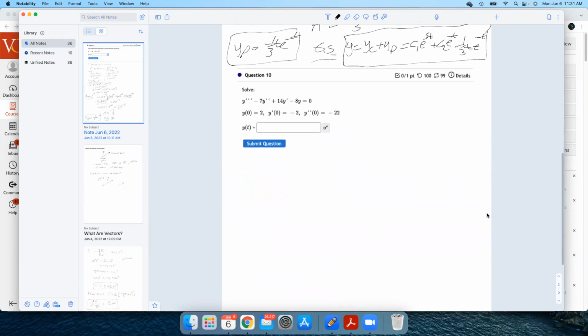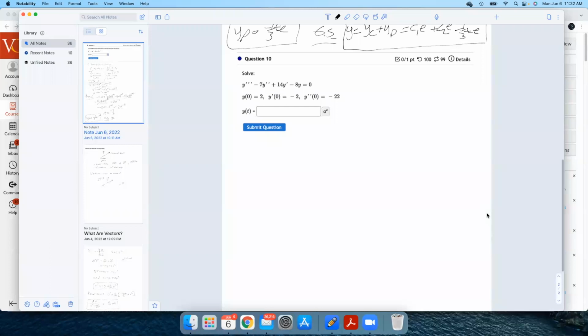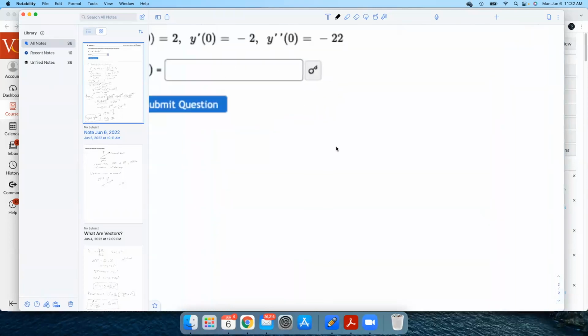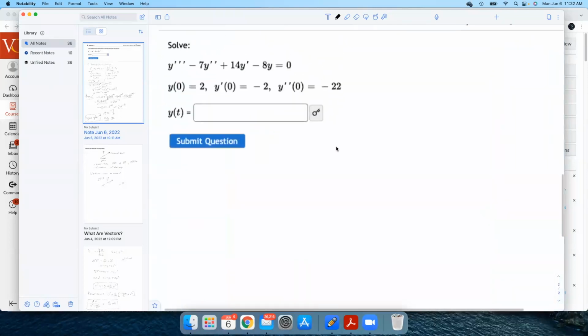Okay, now let's do one of these higher order DEs where we have to use synthetic division or long division or something like that. Rational root theorem, all that. So this is a third order homogeneous DE. Constant coefficients.